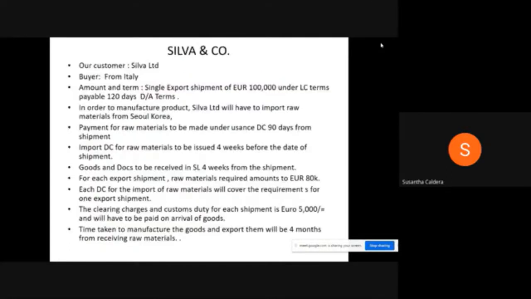Okay. Amount and term: single export shipment of euro 100,000 under LC terms, payable 120 days DA terms. Right? 120 days DA terms.